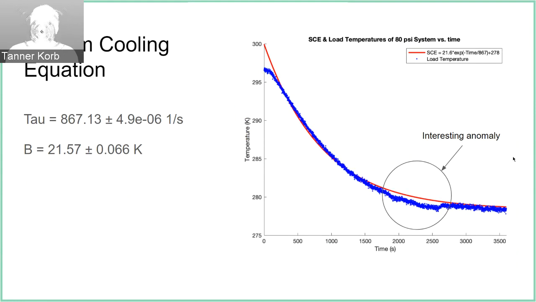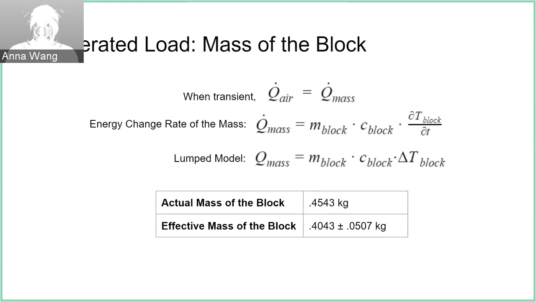So next we calculated the mass of the block. In the transient response, the heat transfer rate of air is equivalent to the energy change rate of the mass. The heat transfer of the mass was solved by using the trapz function in MATLAB to take an integral of the heat transfer rate of the mass. Using the lumped model, we can solve for the mass of the block. The area of the mass of the block was solved using the EPA analysis. This value, in addition to the actual mass of the block, is shown in the table on the screen.